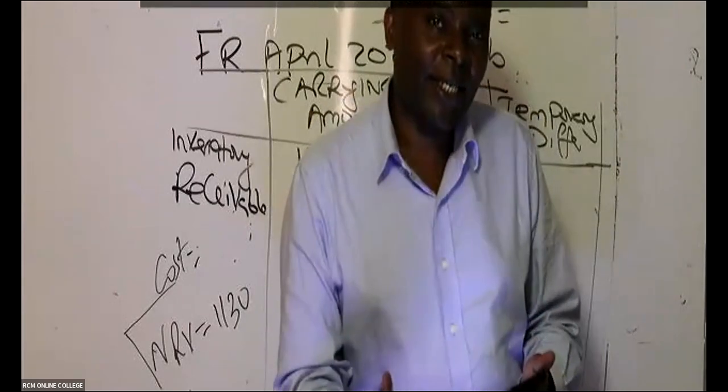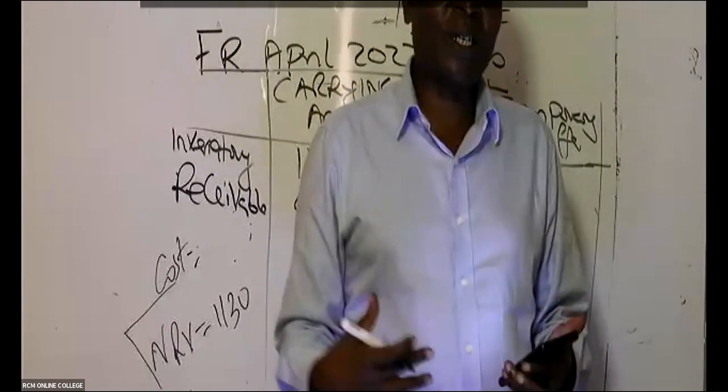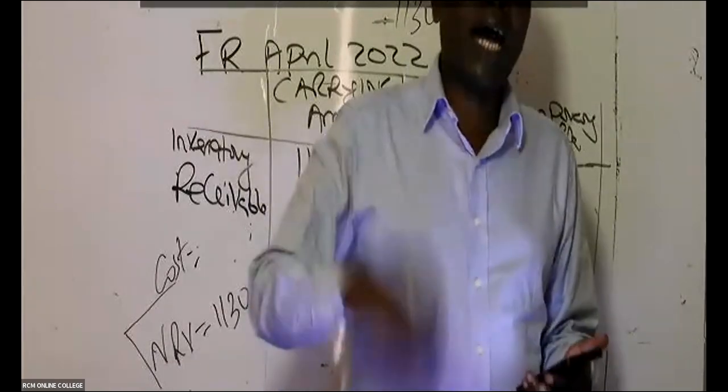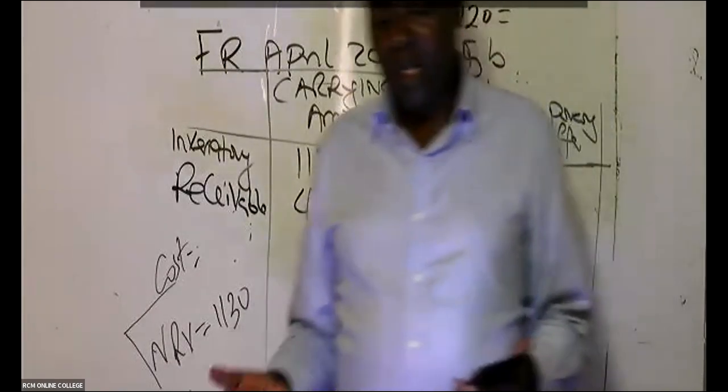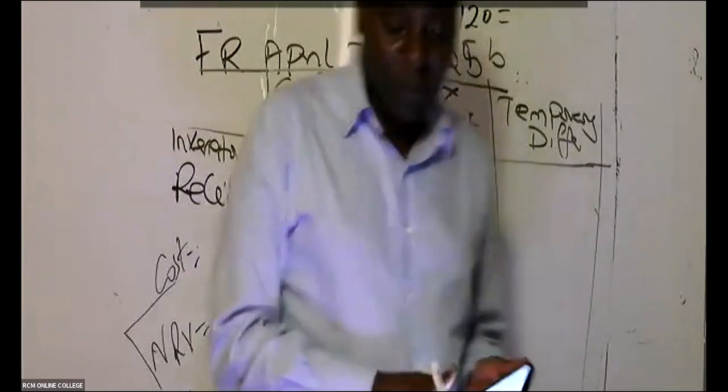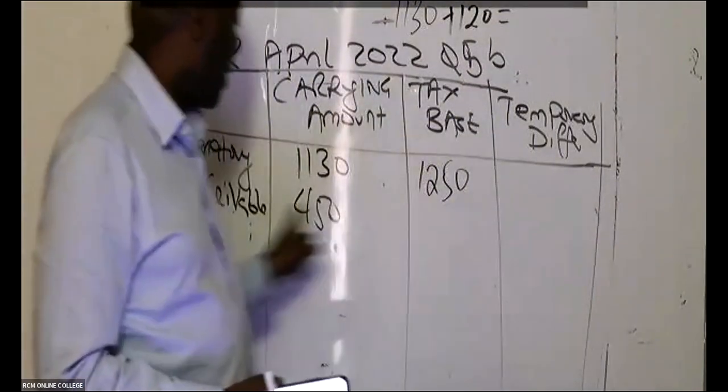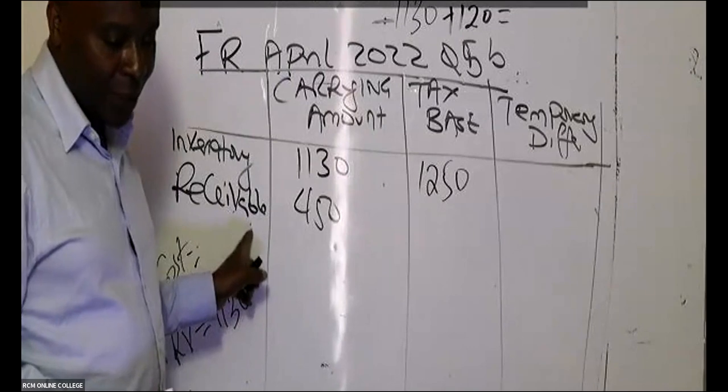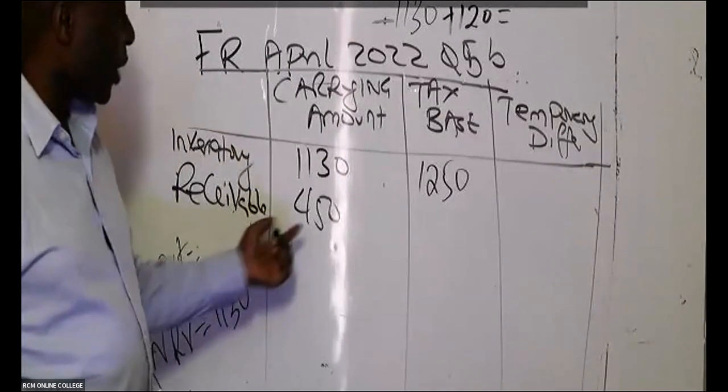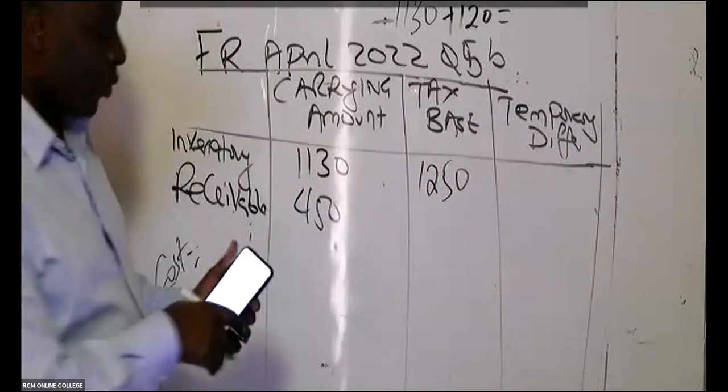This was an easy one, good examiner. It's not allowed. So in this case here, what do we do? We shall add it back. So then can you kindly give me the tax base for this receivable? The tax base for the receivable is 480 because it's 450 plus that 30. 480.